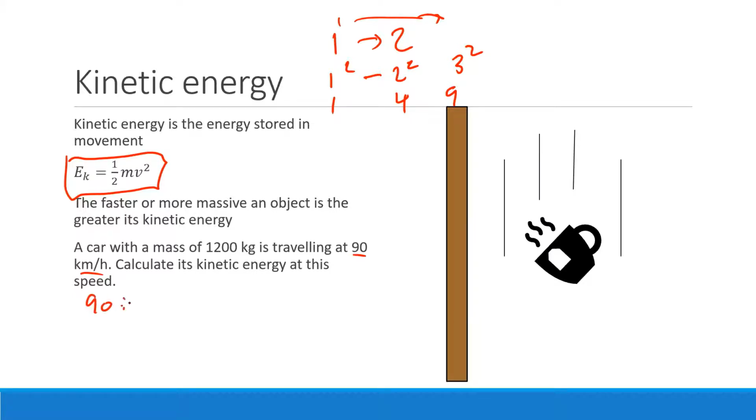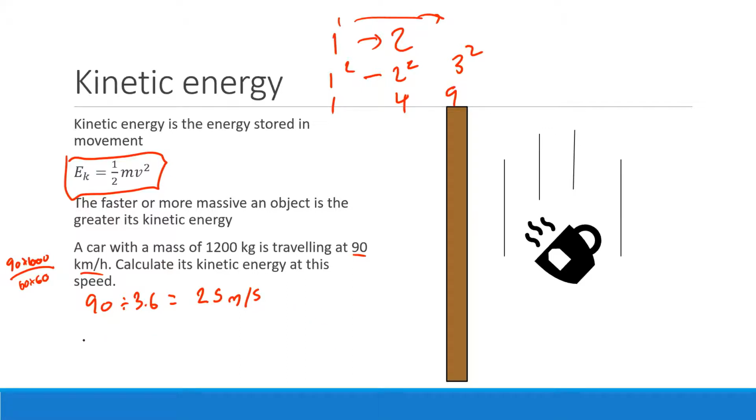90 divided by 3.6 equals 25 meters per second. If you can't remember whether to divide or multiply, just go back to basic principles. Multiply 90 by 1,000 to turn it into meters, and then divide by 60 times 60, and that will get you the same answer. 90 times 1,000 divided by 60 gives me 25. So we've got 25 meters per second.